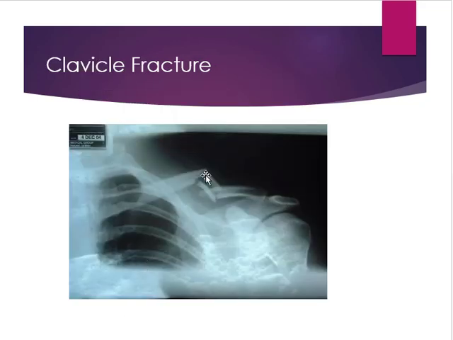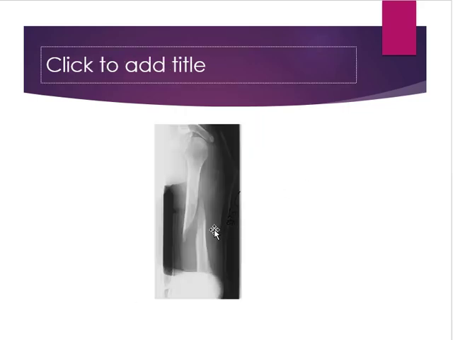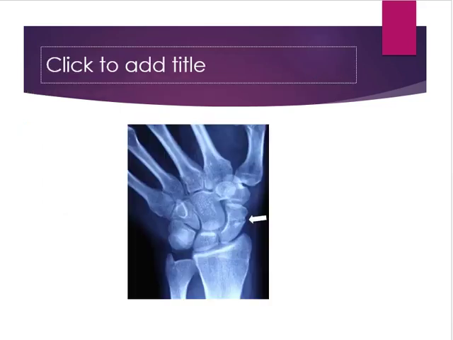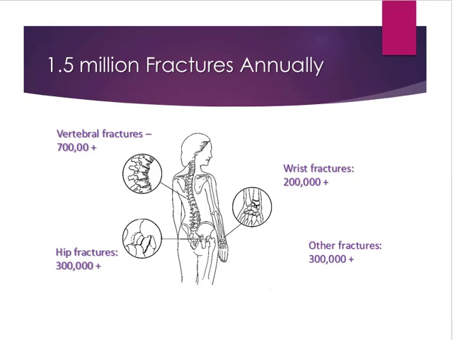We have a clavicular fracture. This is all supposed to be one in a gentle arch, and we can see where we fractured there. Another fracture here and here. Annually, there's 1.5 million fractures. We can have greater than 700,000 vertebral fractures, greater than 300,000 hip fractures, greater than 200,000 rib fractures, and there's various and sundry other fractures that make up greater than 300,000 other fractures.